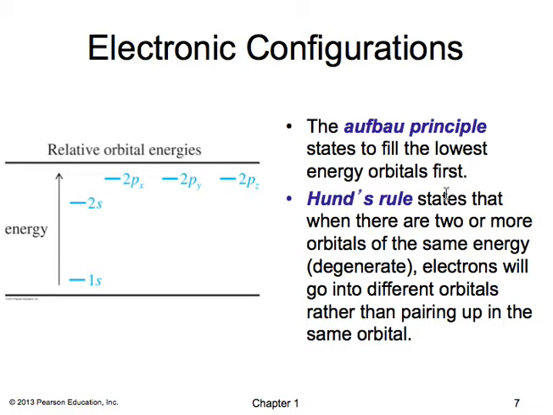And then Hund's rule is followed afterwards, which states that when there are 2 or more orbitals of the same energy, which means that they're degenerate, shown here as the 2px, 2py, and 2pz, the electrons will go into different orbitals rather than pairing up in the same orbital. So if you had 3 electrons being filled in the p orbitals, you'd have 1 electron in the px, 1 in the py, and 1 in the pz before doubling up.